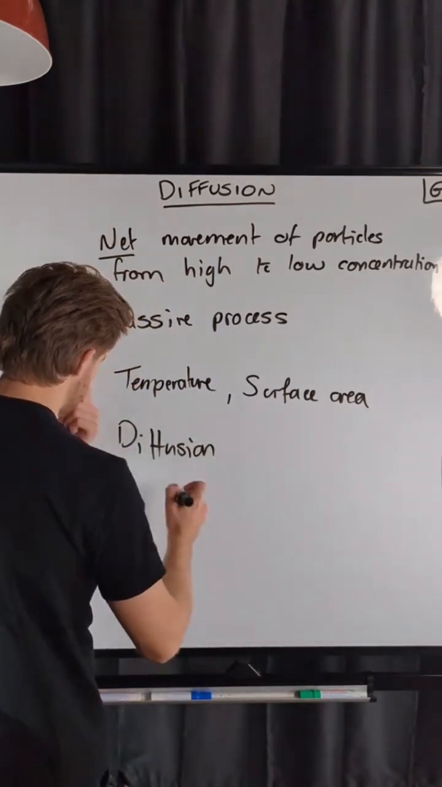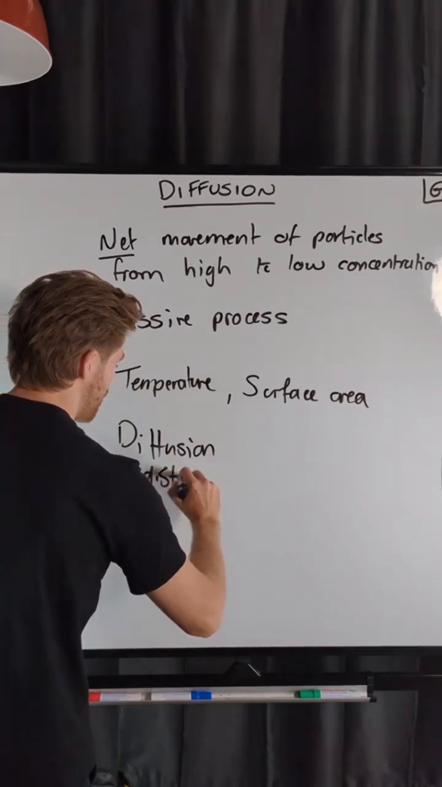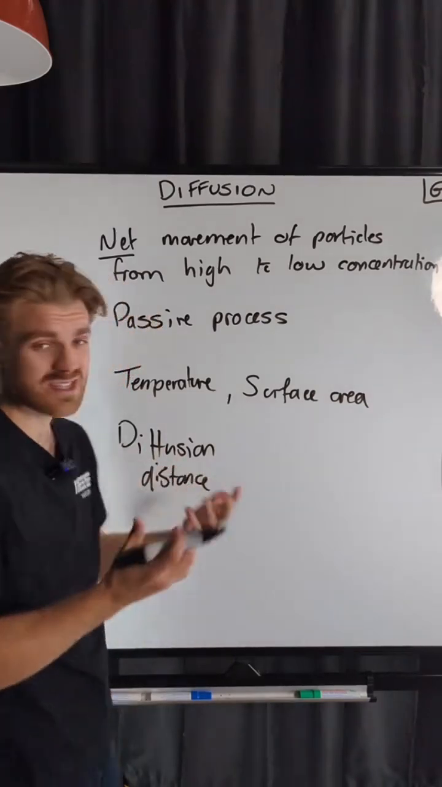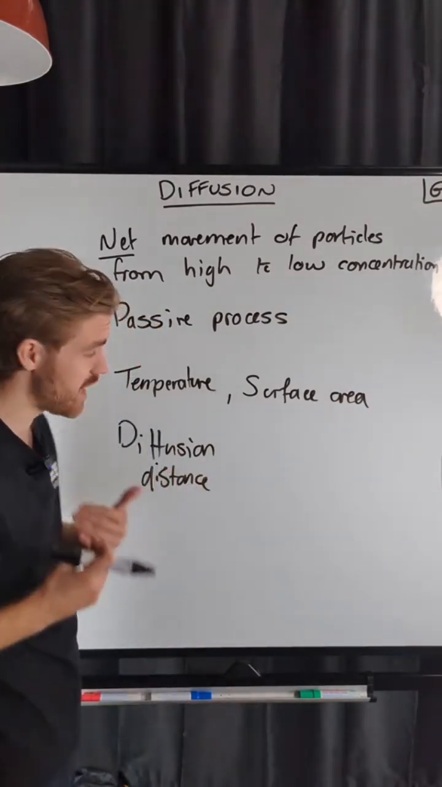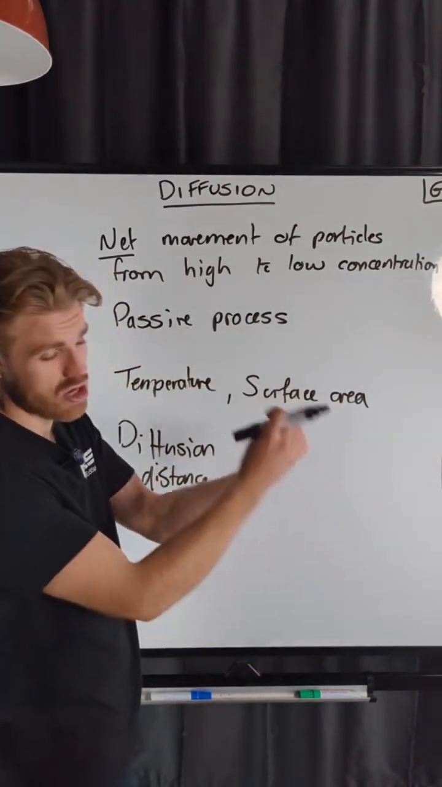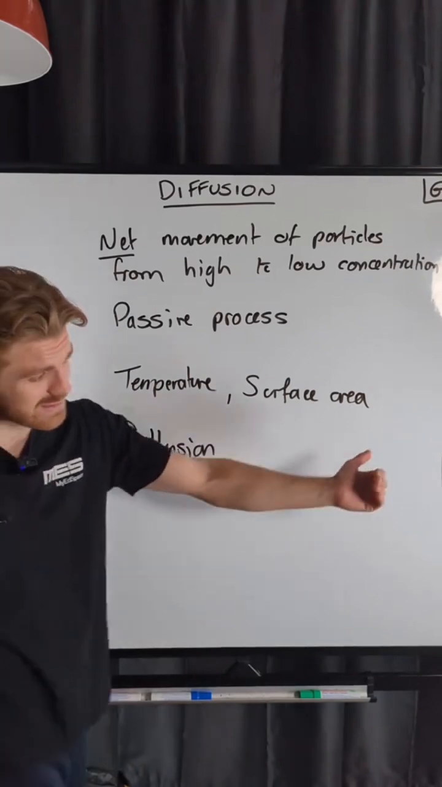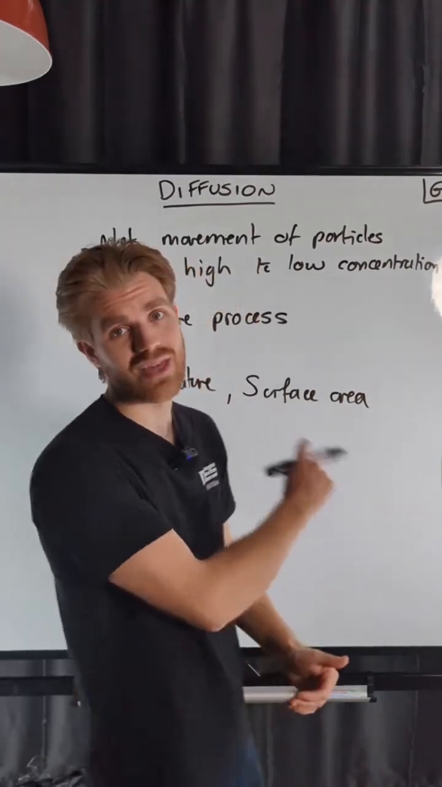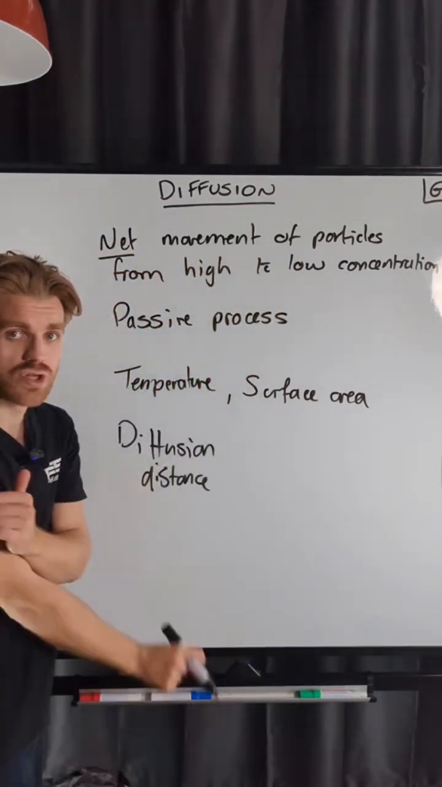Our third factor affecting the rate of diffusion is going to be the diffusion distance. We could also refer to this as something like the diffusion pathway. And it's very simply, it's how far the particles have to move in order to get from that area of high concentration to the area of low concentration. Make that distance smaller and they're going to get there quicker. And so the rate of diffusion increases.